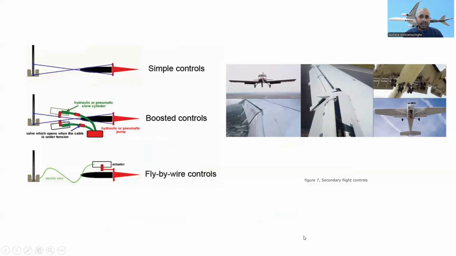You can see here the fly-by-wire electrical wire is connected to the actuator. When the pilot inputs some signal, the signal goes and this one works. And the booster controls are hydraulically or pneumatically pumped. And this one is simple, using pulleys and cables. So this is the secondary flight controls. You can see the flaps. These are the secondary flight controls. I will take a photo or video when I'm working, right?